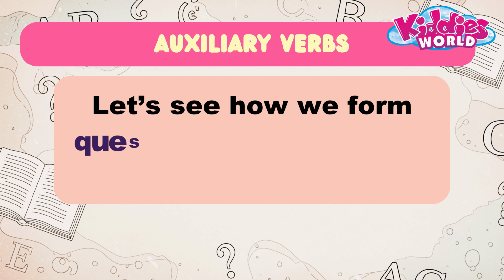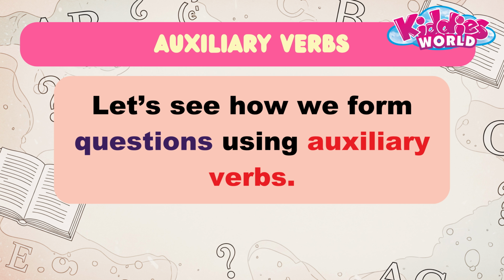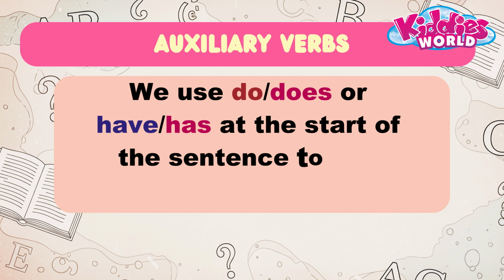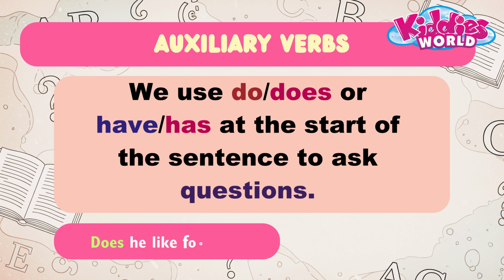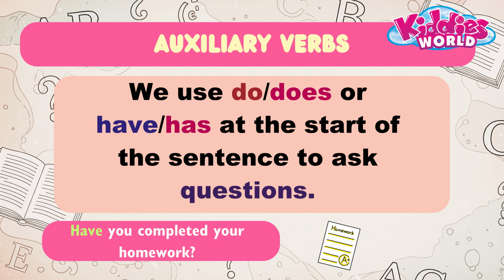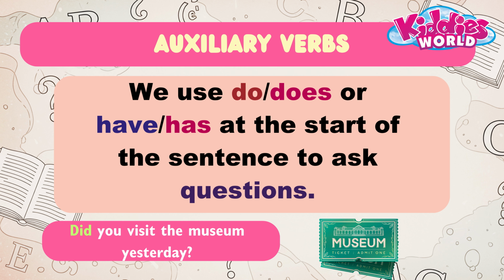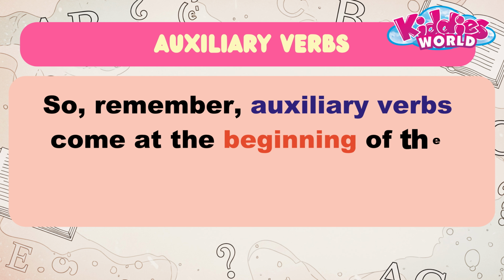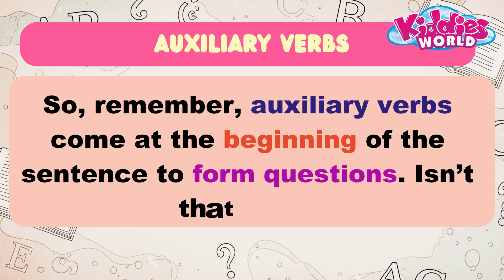Next, let's see how we form questions using auxiliary verbs. We use do, does or have, has at the start of the sentence to ask questions. Examples: Does he like football? Have you completed your homework? Did you visit the museum yesterday? So, remember, auxiliary verbs come at the beginning of the sentence to form questions.